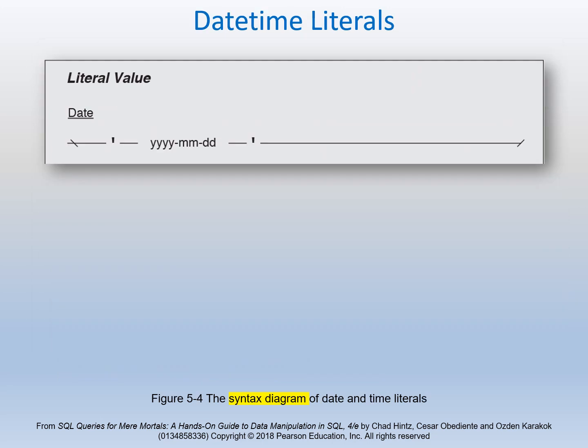This is the syntax diagram for a date literal. The format is year hyphen month hyphen day. The example is single quote 2007, the year, hyphen 05, the month, hyphen 16, the day, closed quote. Notice the literal value is enclosed in single quotes.